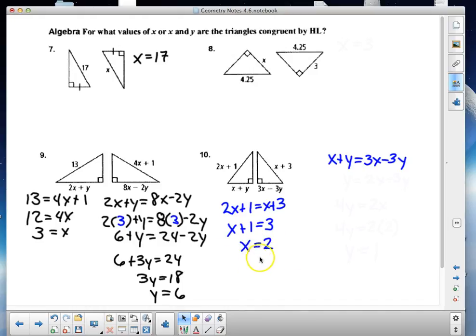So x is 2. So up here, I'm going to plug in 2 where I see x. But before I do that, I'm going to get my x's together and y's together on each side. So I'm going to subtract x, and I've got y equals 2x minus 3y. I'm going to add 3y, and I get 4y equals 2x. Now at this point, I'm going to substitute 2 in for x to make my solving a little easier. So now 4y equals 2 times 2, which is 4. So I'm going to divide by 4, and y is 1. So in problem 10, my value of x is 2, and my y is 1.